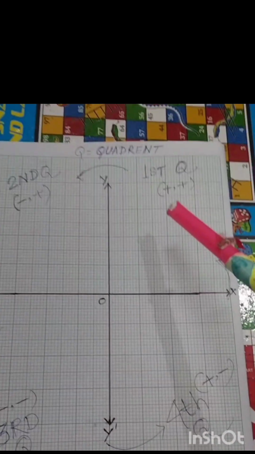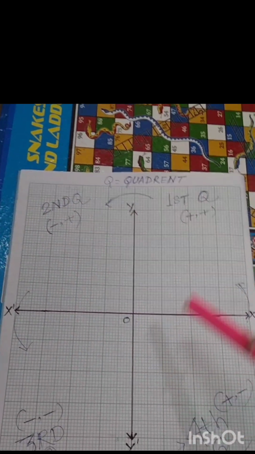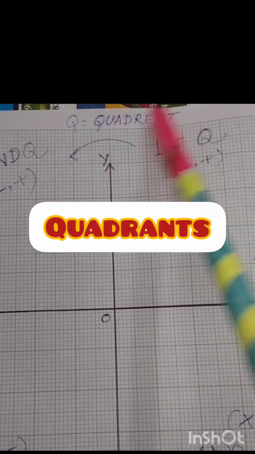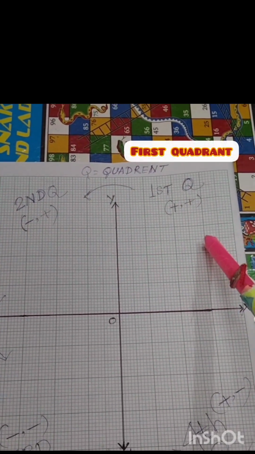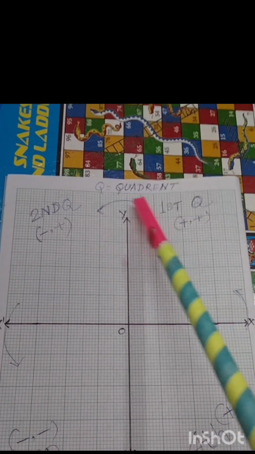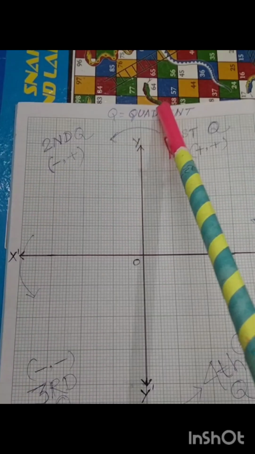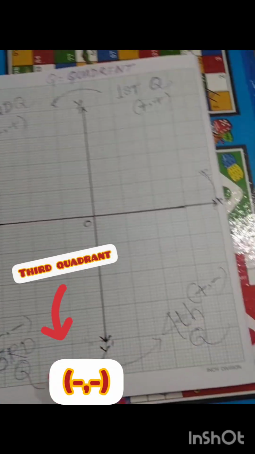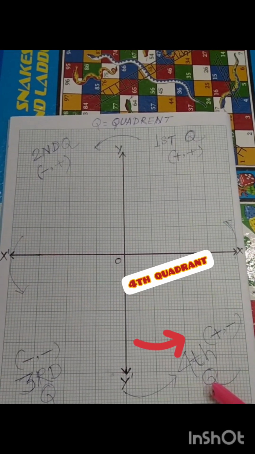We can easily find these places: 1, 2, 3, 4, and these places are called quadrants. This place is called the first quadrant. Moving anti-clockwise, we can go to the next quadrant, and this is called the second quadrant, this is the third quadrant, and this is the fourth quadrant.